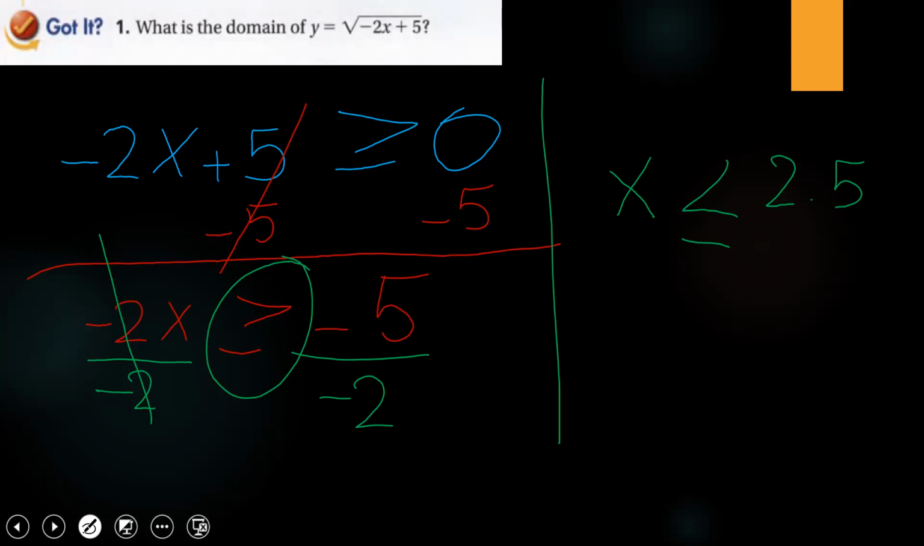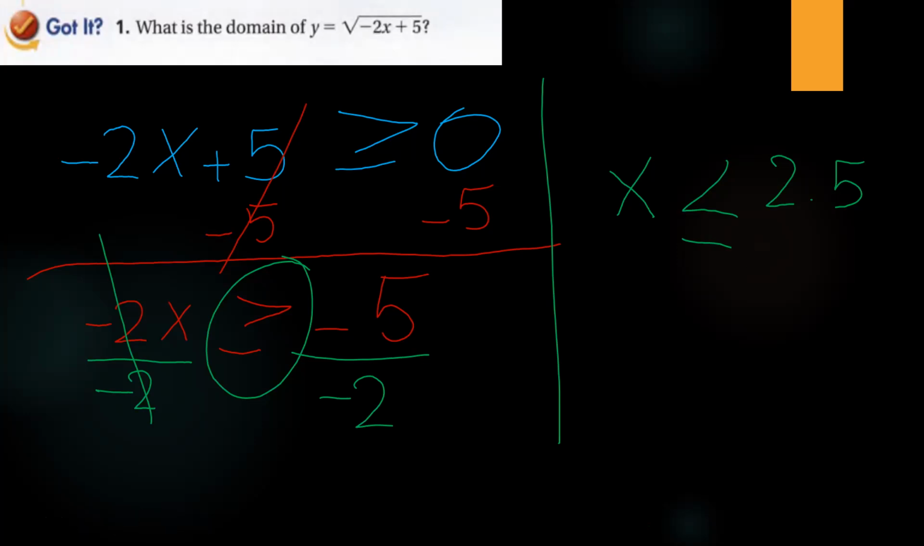Why? I will repeat. Since I divide by a negative number, we must flip the sign. So greater than or equal becomes less than or equal. So x will be less than or equal to 2.5. So what does it mean? That means the domain is all real numbers that are less than or equal to 2.5.